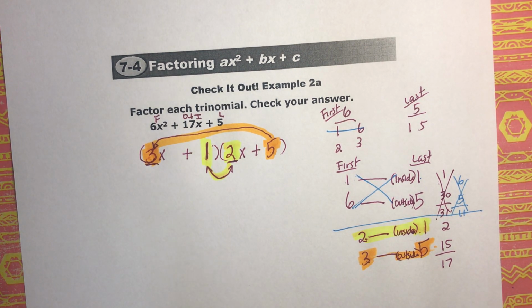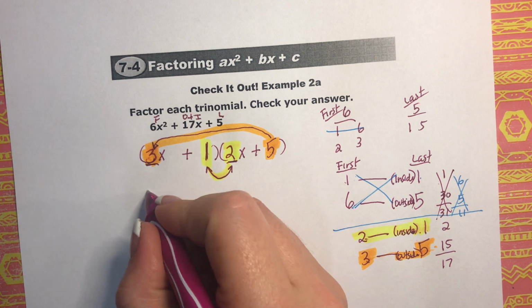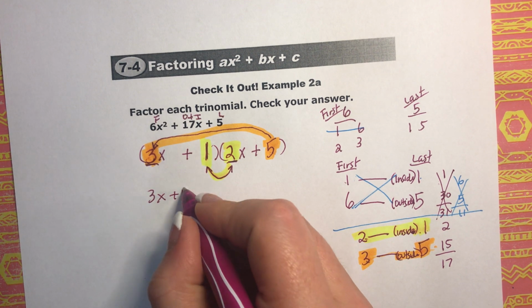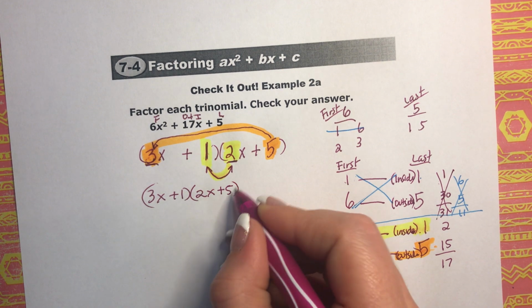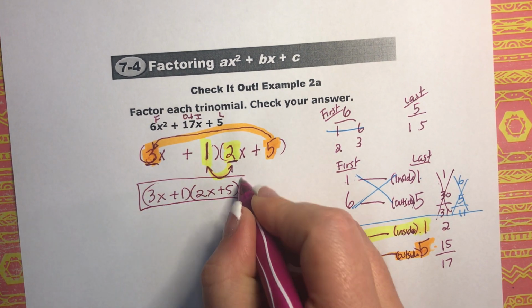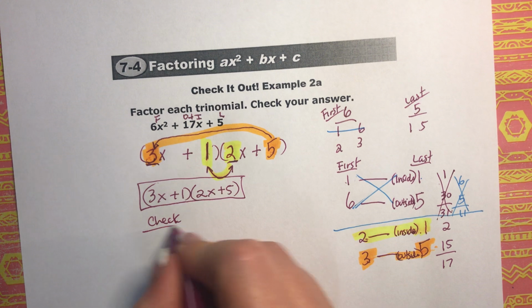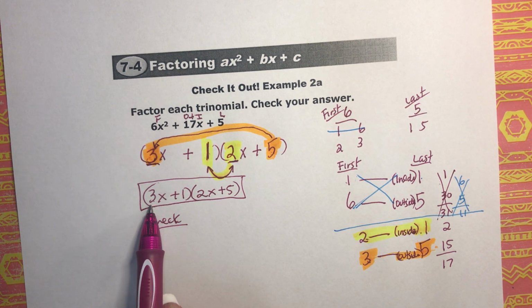And so that is our answer. So our answer is 3x plus 1 and 2x plus 5. But we're going to check it, right? So we're going to do our first.